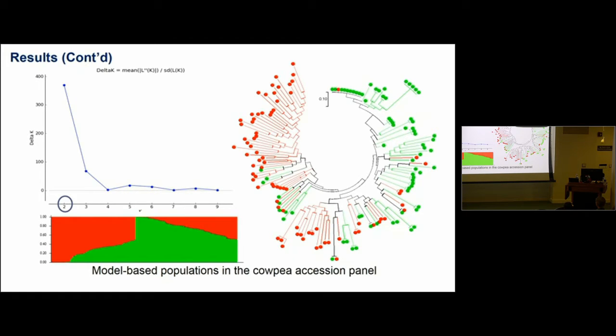And on the right-hand side, we have the phylogenetic tree of the cowpea accession panel. And we can see that the results were pretty consistent with Structure, because the genotypes belonging to subpopulation 1 were clustered together, and that's also the case for subpopulation 2.